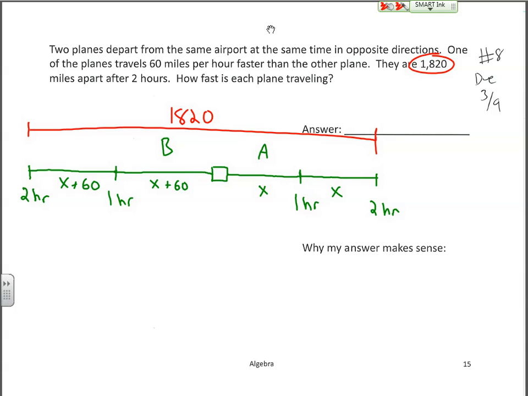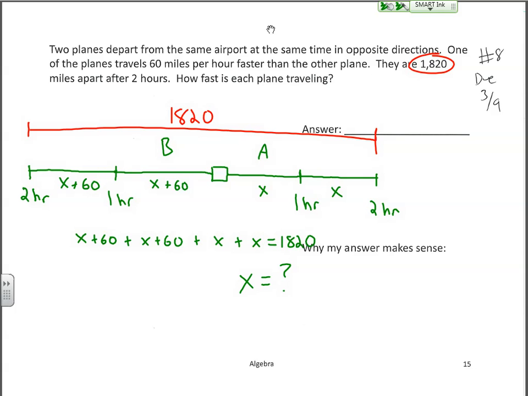They are 1,820 miles apart. So the equation we can set up is saying, well, what makes up that 1,820? Well, we have X plus 60 plus another X plus 60, both coming from plane B, and then plus X and plus X from plane A, and total that equals 1,820.